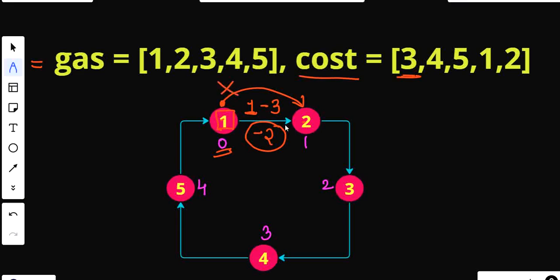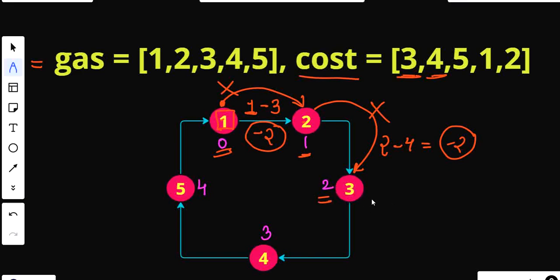Now let's check index 1. If I want to travel from this station to this station, what is the cost? Firstly, let's see the amount of gas we have at this station. At this station I have gas as 2, and the cost that is needed is 4. So 2 minus 4 is again minus 2. As the value is negative, I won't be able to perform this traversal. So this is also not the index from where I will be able to start my traversal. Now I will check index 2.